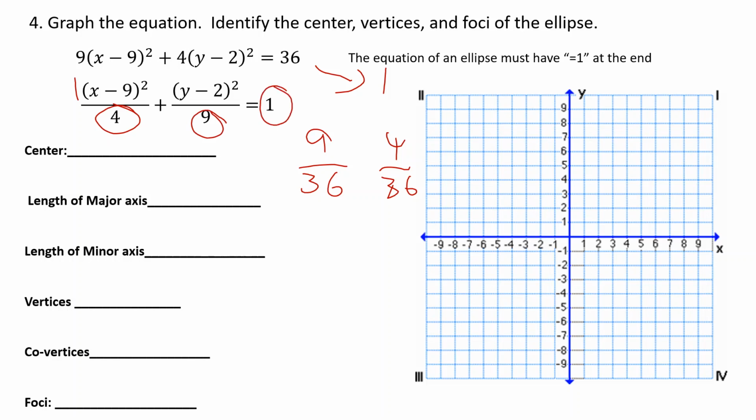First, the center of the ellipse is (h, k). That means I have the center at (9, 2). So we put the center at (9, 2).